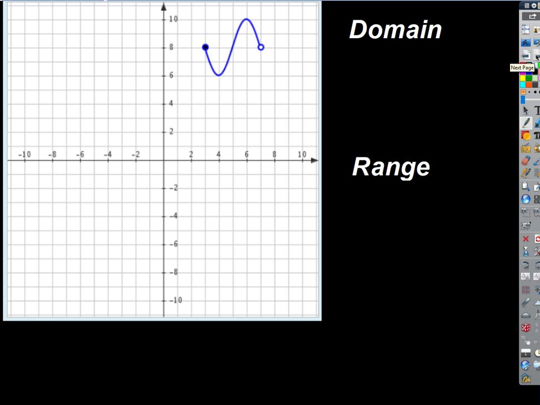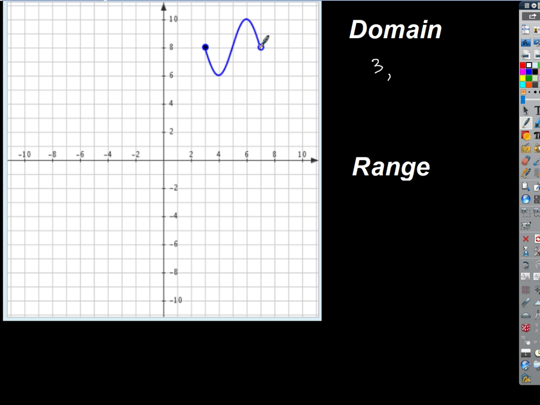So this one doesn't have an infinite domain. What's the smallest x value the ant could ever have? 3. Okay, so that's the lower limit of its domain, is 3. What's the upper limit? 7, right? The ant can only, its universe is pretty small. It can only walk there, right?